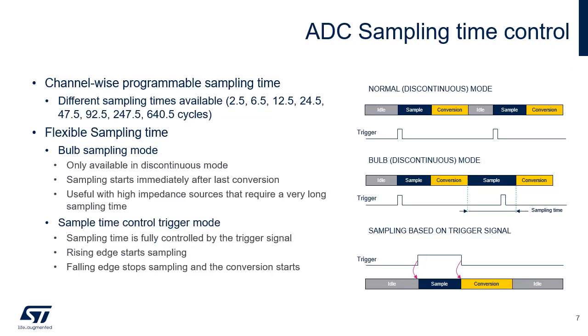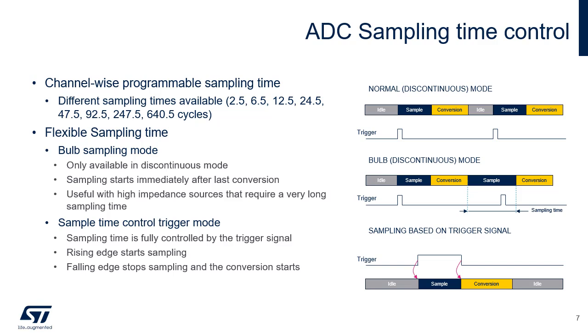This slide describes the sampling time control of ADC. The first step of a conversion consists in loading the sample and hold capacitor with the voltage to be measured. Longer sample times ensure that signals having a higher impedance are correctly converted. The sampling times in ADC clock cycles are listed on this slide from 2.5 to 640.5. The sampling time can be programmed individually for each input channel of ADC. The ADC implements two other mechanisms to control the sampling time.